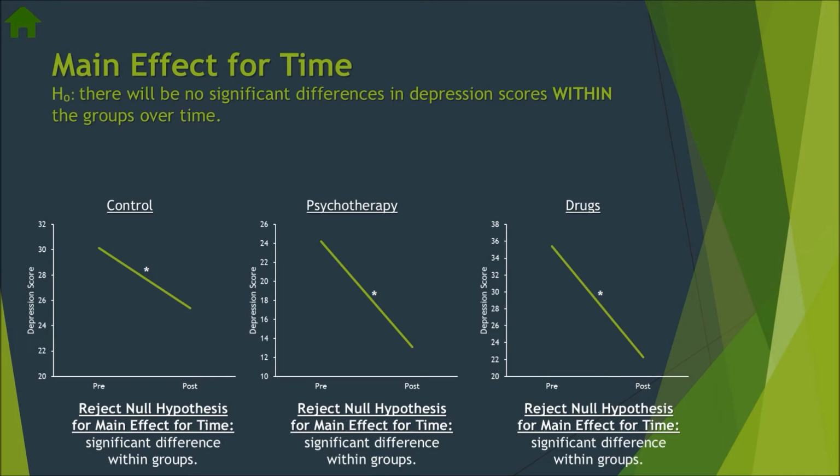So again, I've made a slide with some figures on it to illustrate the differences that we've found in the SPSS output. For the control, psychotherapy and the drugs group, there was a significant difference between pre and post assessment. And we can see that all the depression scores within the groups decreased over time. So therefore we can reject the null hypothesis for the main effect for time, that there actually is a significant difference within all the groups.